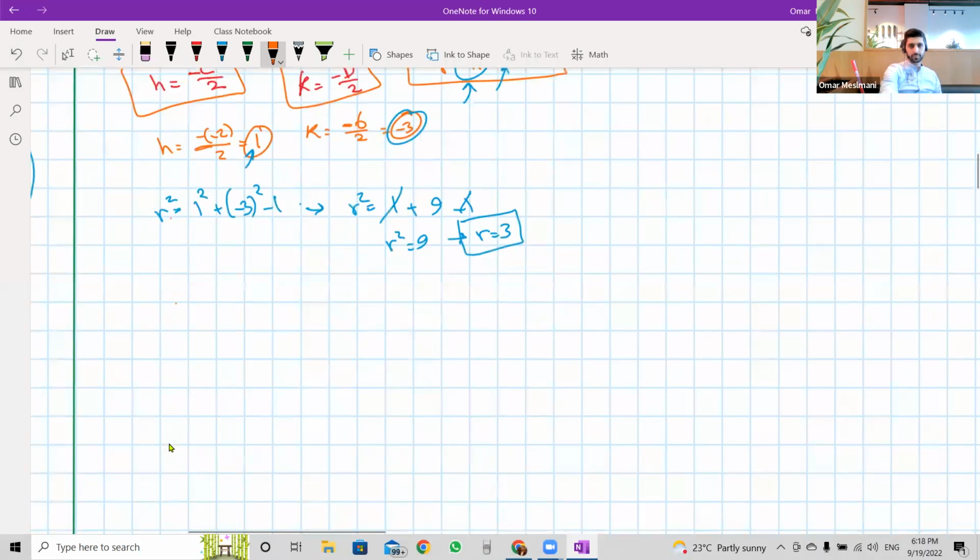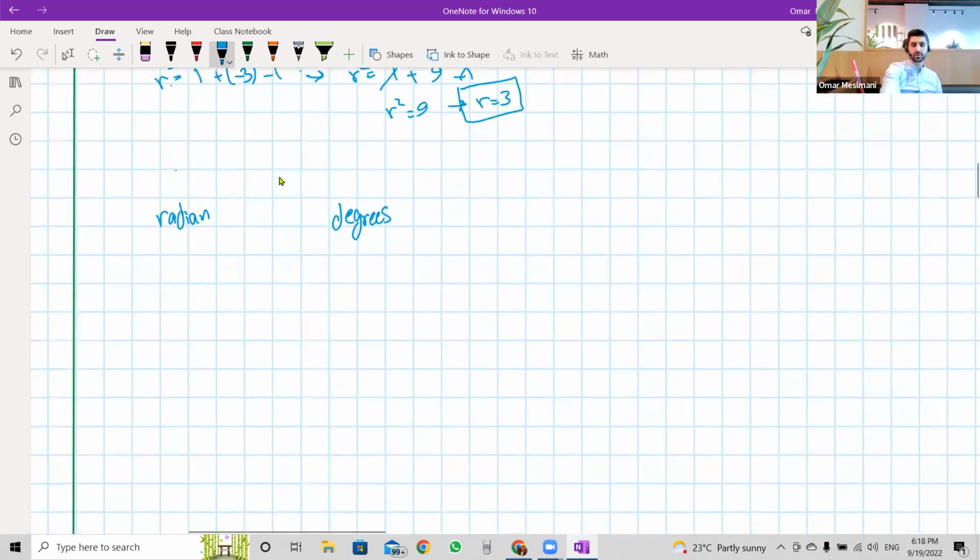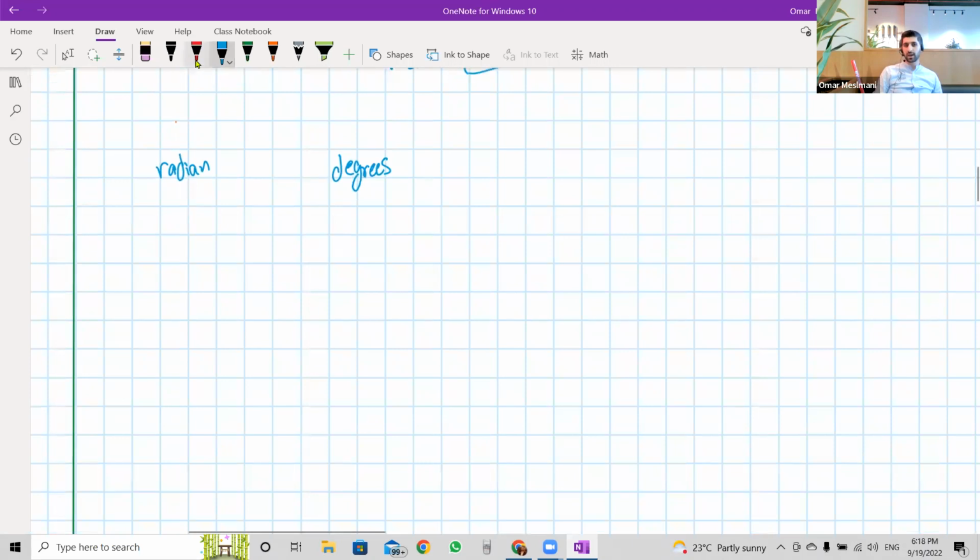Now I will talk about the relationship between radian and degrees. One of the most important parts in the circle. Sometimes he will give you the angles in radian, sometimes in degrees. There is no difference between saying radian or degrees, but you have to know the relationship. The main relationship is that pi radian gives you 180 degrees.